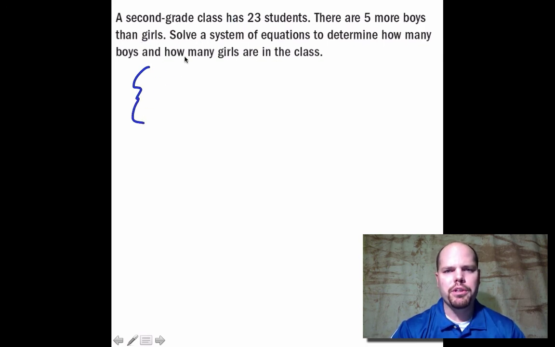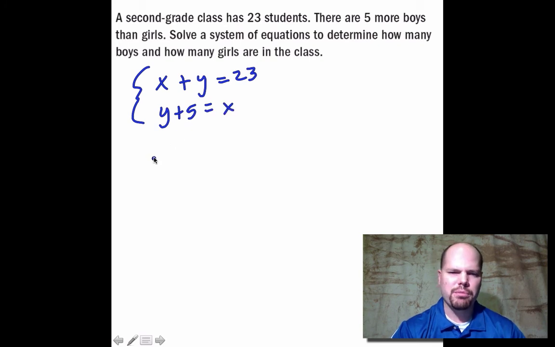Well, we know there's 23 students, so that just means the boys plus the girls is equal to 23. Now, there's 5 more boys than girls. So we'd take the number of girls plus 5, and that's supposed to equal the number of boys. Okay, so if y is the girls, there's 5 more boys than girls, so the girls plus 5 is equal to the boys.